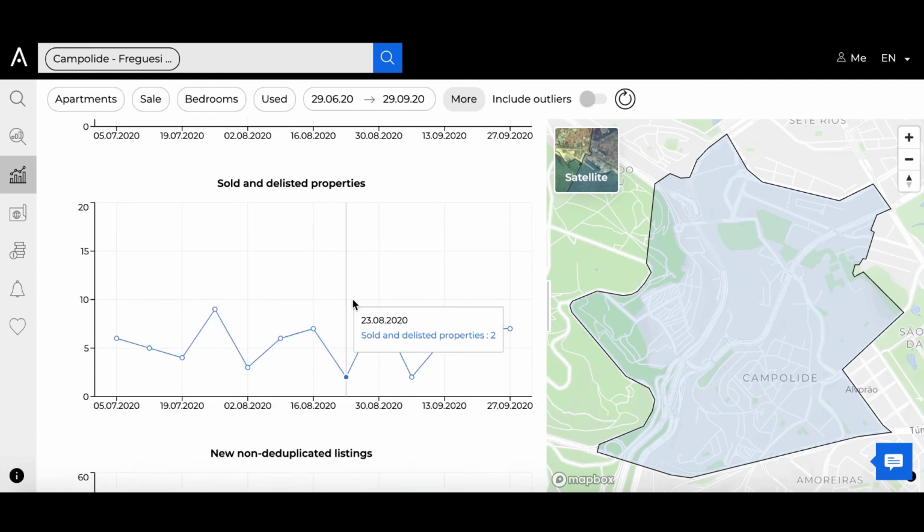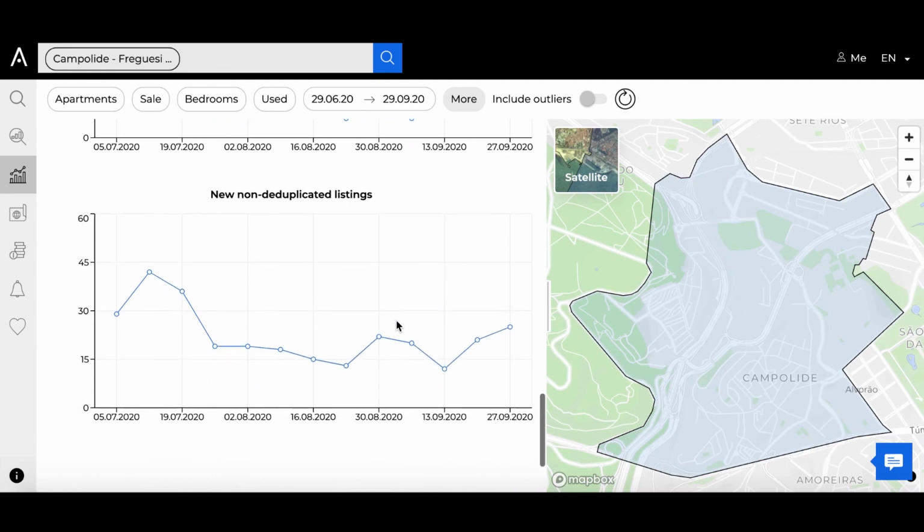Sold and delisted properties. These are properties that have been removed from the market, either sold or have been taken off the market. We can see here that this number remains roughly averaging at about 5 over this time period. And we have new non-deduplicated listings. This is simply giving some transparency into the fact that listings are matched together, but also we want to see how hot a market is from a listing perspective as well. And you can see that all here very clearly.